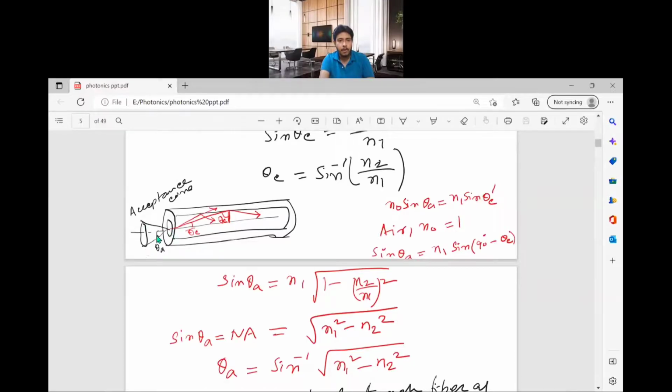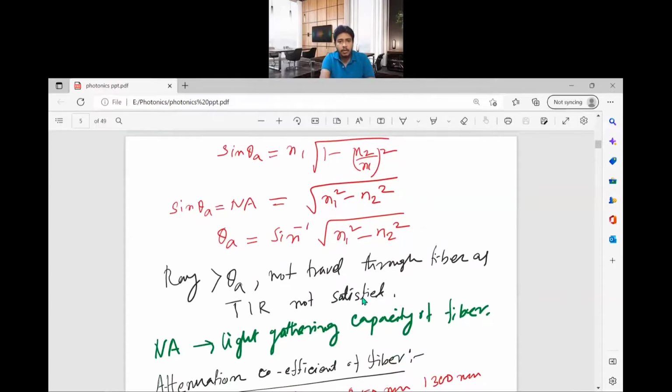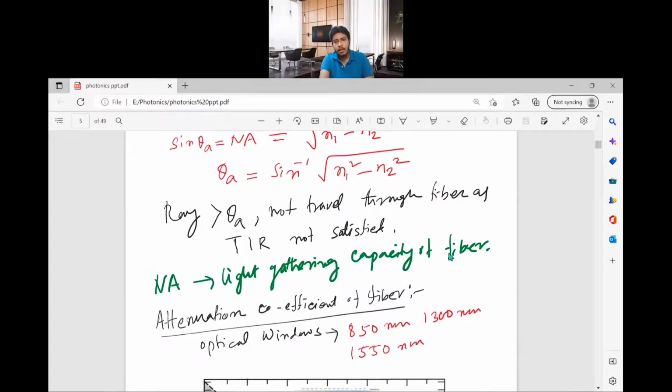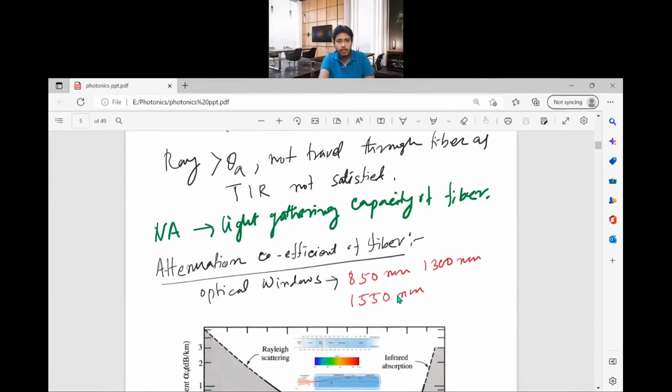All the light falling within this acceptance cone will be gathered by the optical fiber and will travel by total internal reflection. Beyond this angle, the light will not get total internal reflection, so after traveling some path, it will be lost at the core-cladding interface. So the numerical aperture is the measure of the light gathering capacity of the fiber. This is one important parameter you need to know about optical fiber communication.